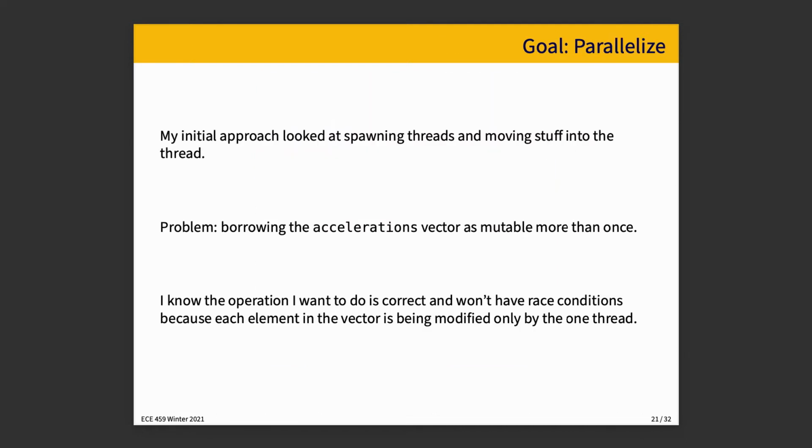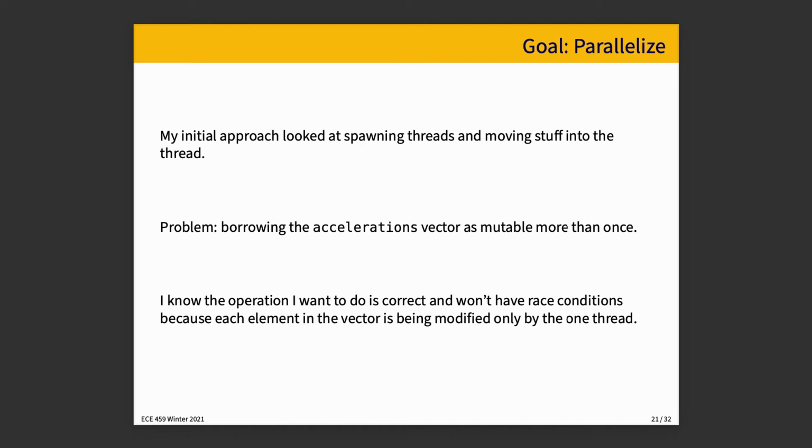And honestly, my initial approach was don't use a library. It was spawn threads and move things into the thread, and at first glance, the first problem that you would encounter is you can't borrow the accelerations vector as mutable more than once. When you are doing this kind of problem in C, you don't have to really worry about that. You can pass a pointer to the same buffer to every thread, and as long as every thread is good about respecting the rules and making sure that it only edits the part of the vector that other threads are not going to touch, then everything works out just fine, and there's no cause for concern.